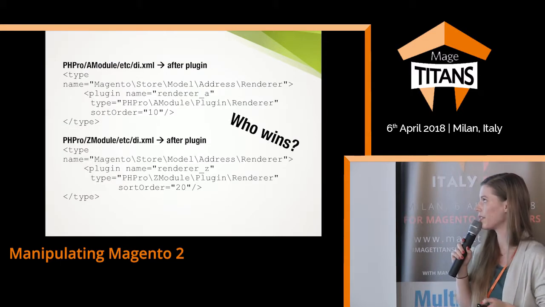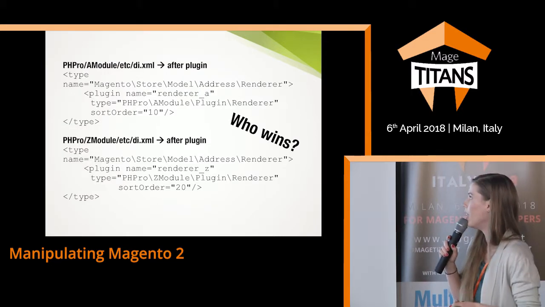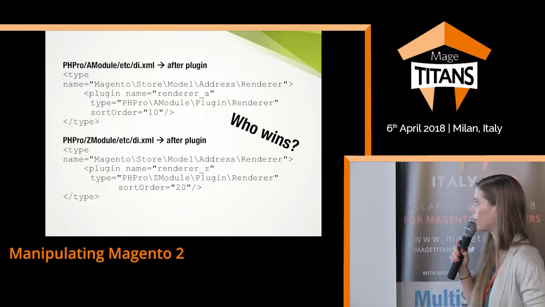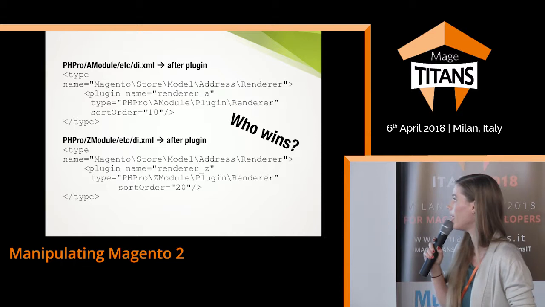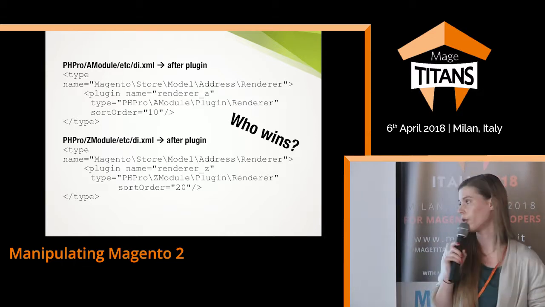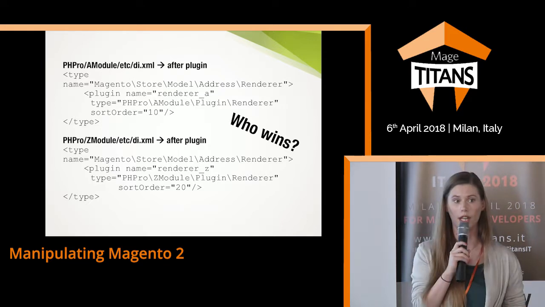To illustrate this, I will give away the answer with this already, but we have two modules. They both have an after plugin. We have a plugin called renderer A, and we have a plugin renderer Z. Renderer A has a sort order of 10, and renderer Z has a sort order of 20. Which of these plugins will be called last?